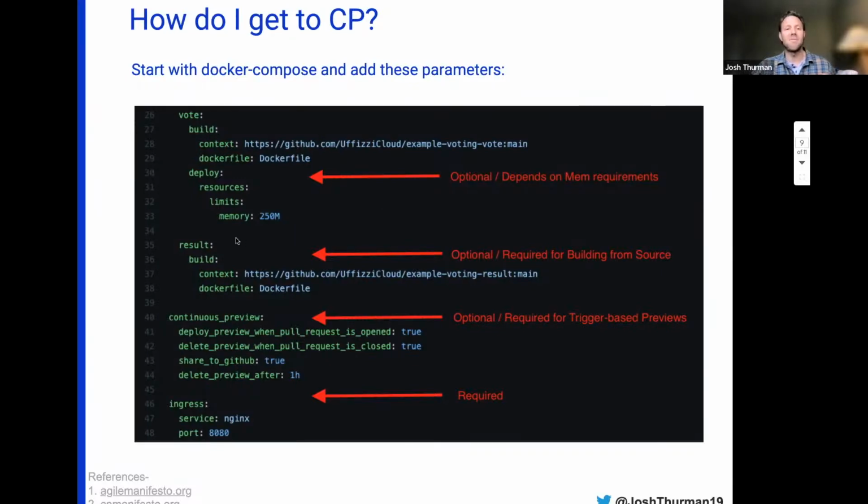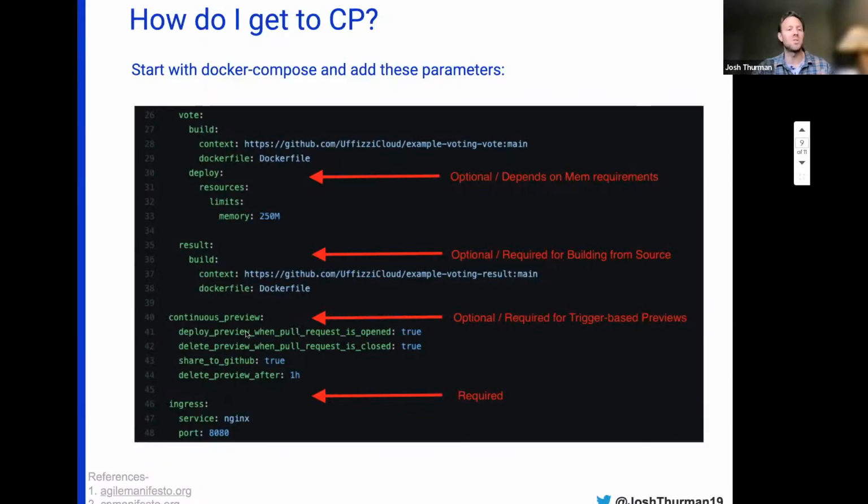So I have designated that here. I can look down at the results element here, and I already talked about defining the build context, but you'll notice I did not designate the memory here again because it defaults to 125. Okay, and then let's look at the continuous preview element here.